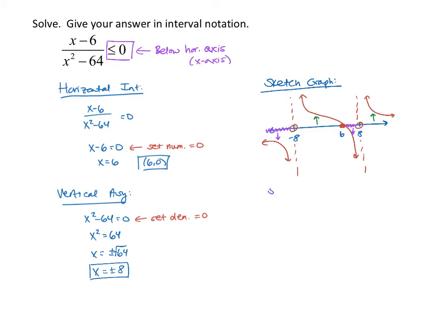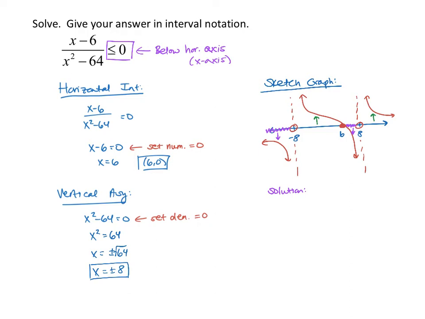So to be able to write out our solution in interval notation, remember where we have a vertical asymptote, the function does not exist, so those x values cannot be included and must have a parenthesis. Where we have a horizontal intercept, that is a point on our graph where our function is equal to 0, and so that can be included and we'll have a bracket.